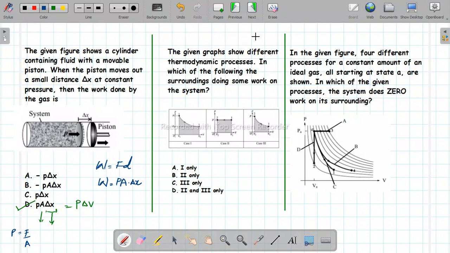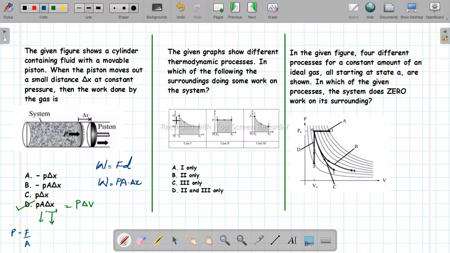Move on to next question. Given graph shows different thermodynamic processes. In which of the following does the surrounding do some work on the system? किस केस में surrounding system पे कुछ ना कुछ work कर रही है. See, these are the PV graphs.